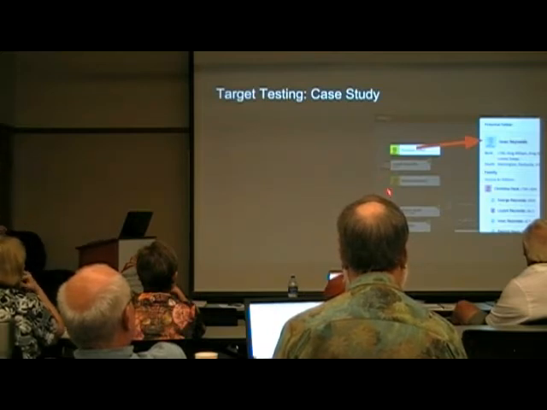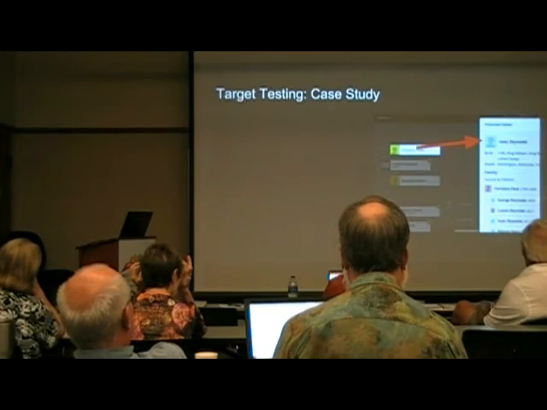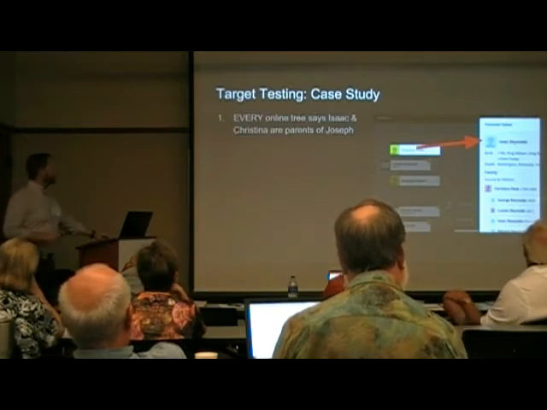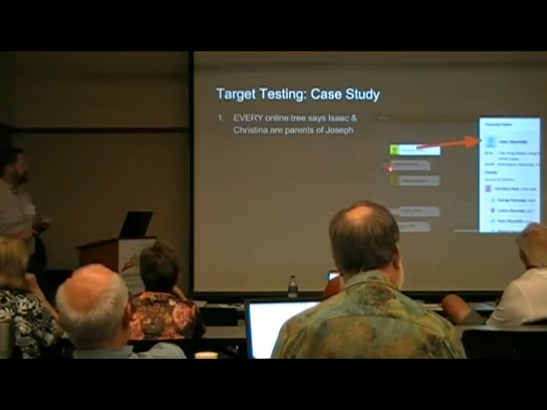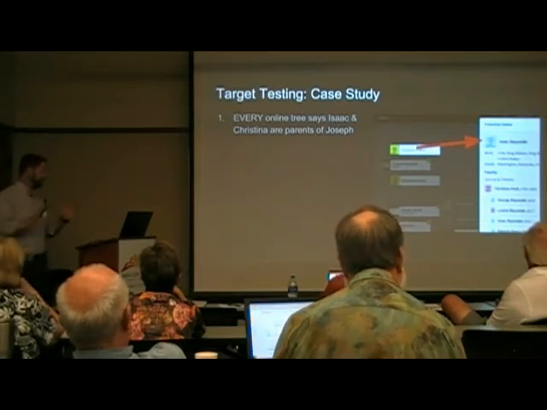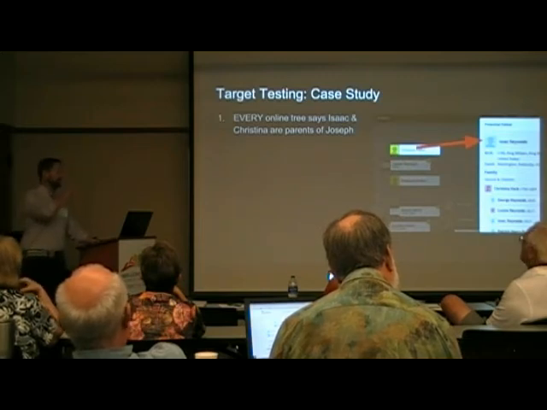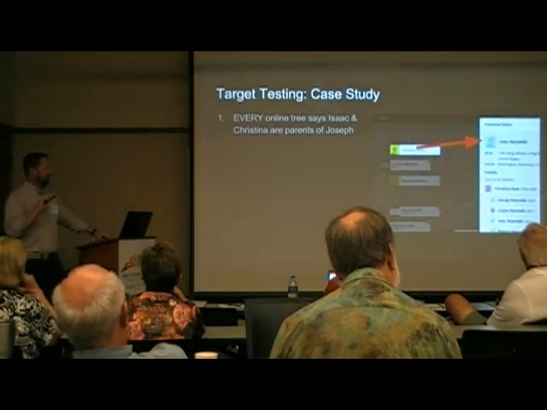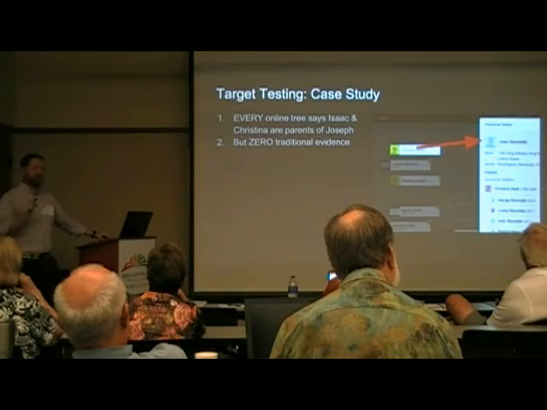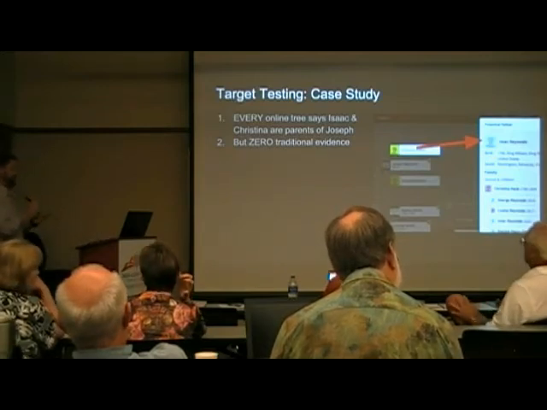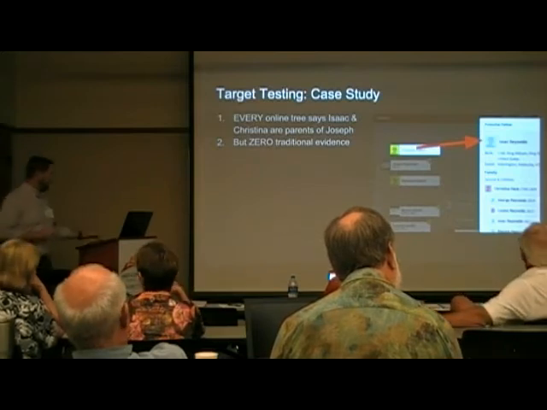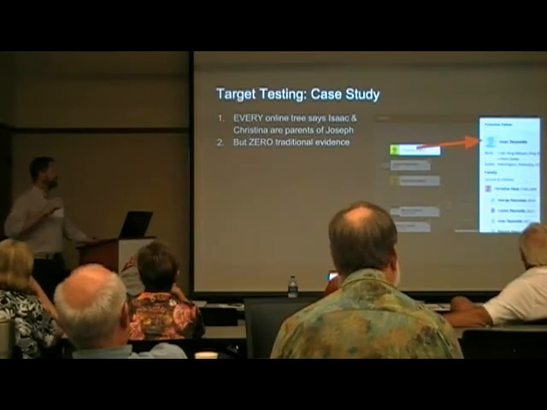So this is my tree. It goes back to a fellow named Joseph. Every single online tree says Joseph's father was this person named Isaac, here's his mother, these are all his siblings. Every single tree. This is going back before Ancestry.com was even really a thing. Everybody I'm in touch with says, here's the answer, but there is absolutely no paper evidence connecting the two. They are not listed on a census record, he's not in Isaac's will, they are not connected at all in any traditional evidence form.